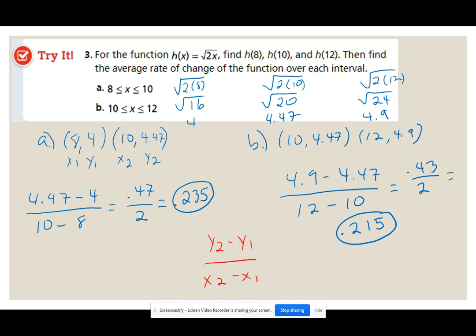And then this one did not have us compare them. It just had us find the average rate of change. But obviously, the rate of change for this function is greater between 8 and 10 than it is from 10 to 12. Okay, don't forget to use our rate of change equation for each one of these.